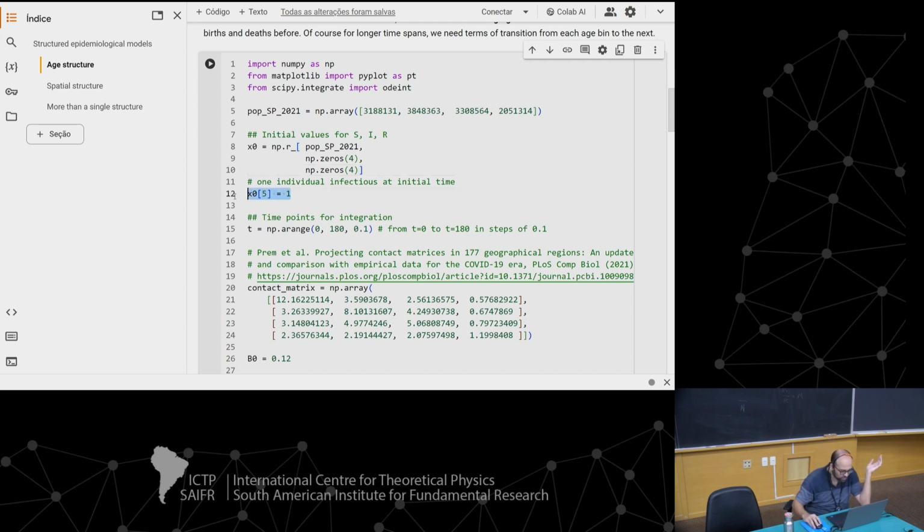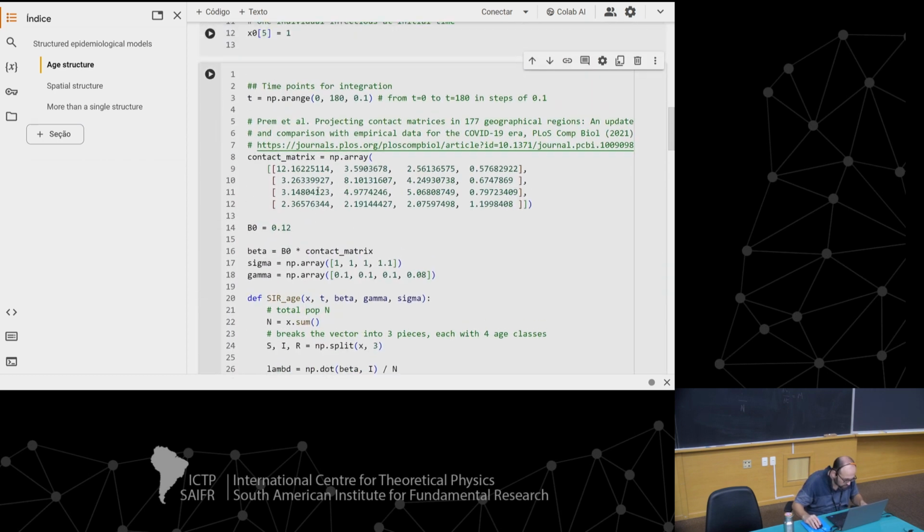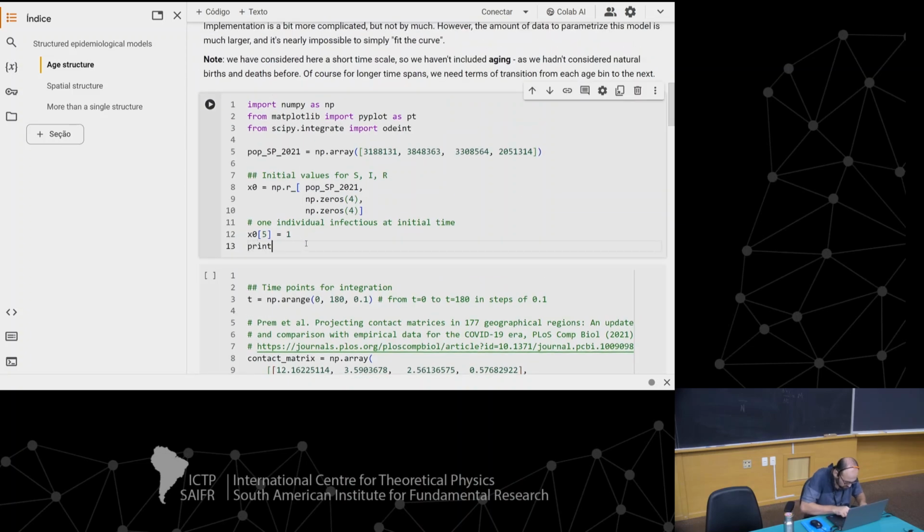So I include a new infectious individual here. We have indices 0, 1, 2, 3 for S; 4 is the infectious 0, and 5 is infectious 1. So this means that one individual from 20 to 39 is initially infected. I introduced this individual here in the initial condition. So let me break this here, and let me just run this and print this initial condition here.